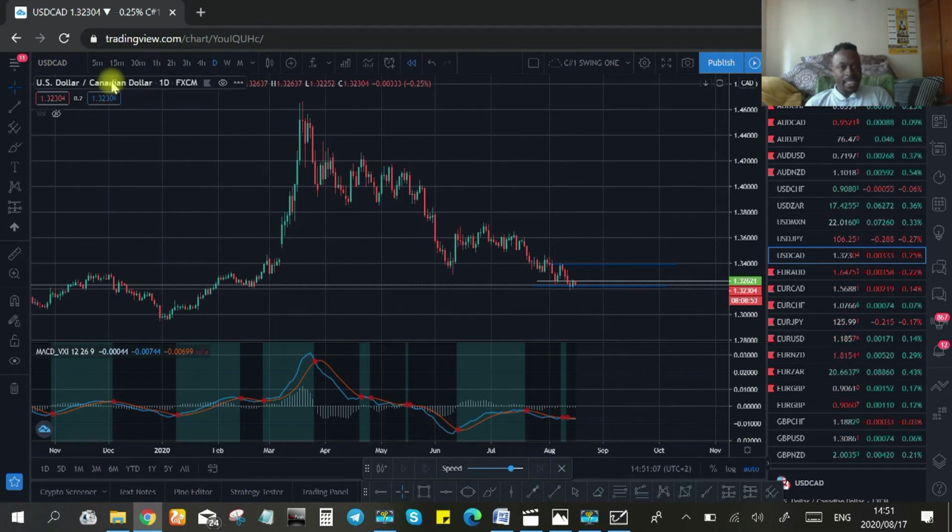USD CAD, the USD is collapsing. CAD is gaining strength. So we are here. So anytime, as in from tomorrow, we watch this. Once this line, this third line, is broken, we add more trades tomorrow. Add more trades, you know.